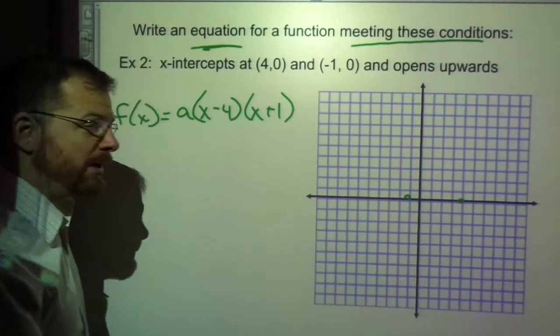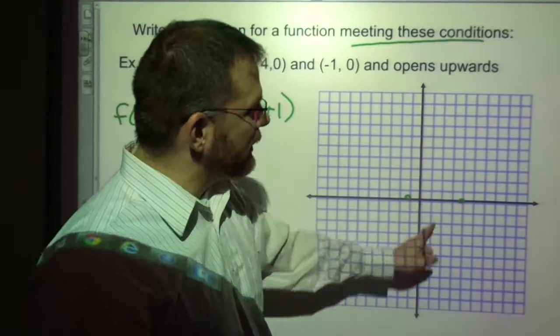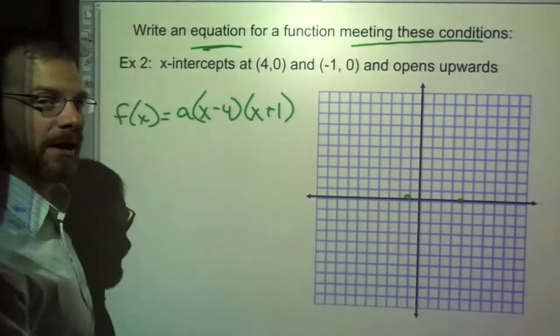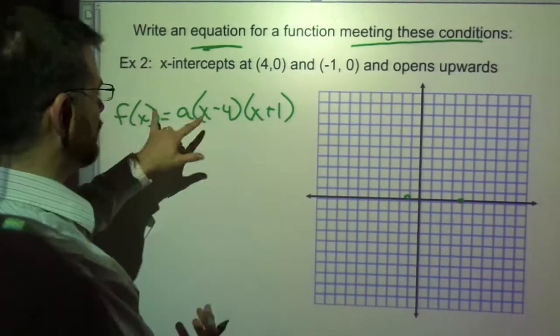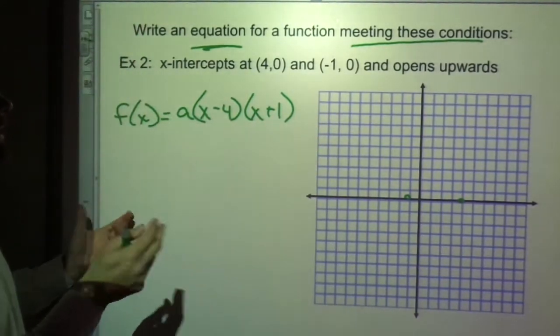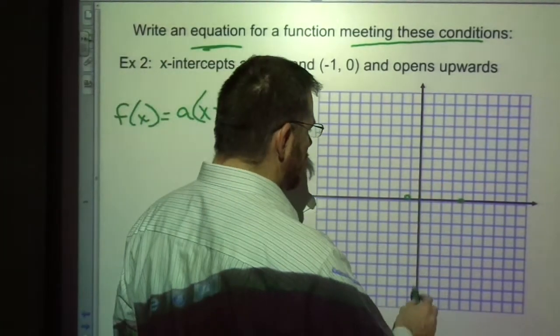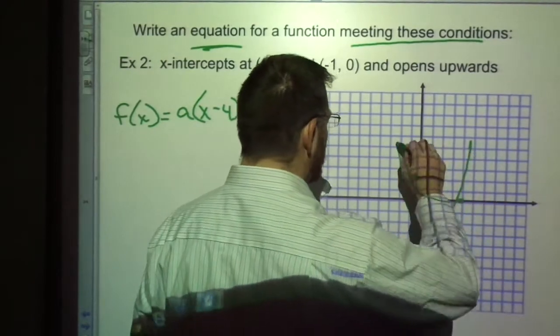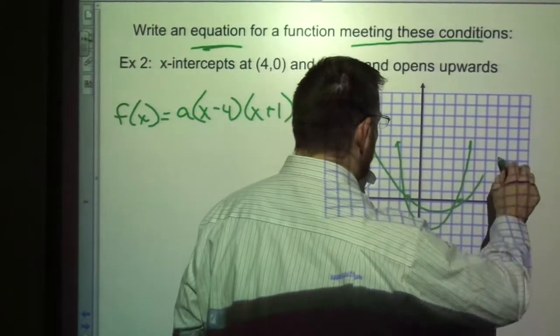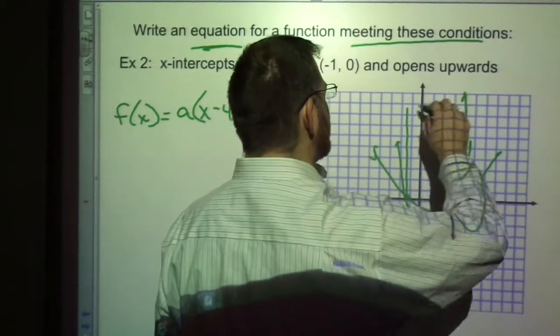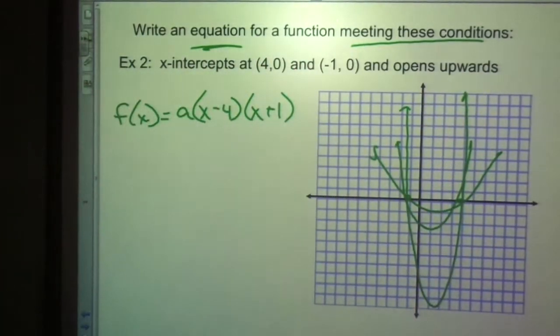And now if I could figure out a, I would be good. Now sometimes they give me a minimum. I know this one's going to be 1 something. If they gave me a minimum or a maximum, I could plug that in for x and f of x. Or if they gave me a y-intercept, I could plug that in. But in this one, they don't give me anything. So really, I just need any old equation that goes like this. So this one would be fine, or something fatter would be fine, or something really skinny would also be fine. Any of these would meet these particular conditions.